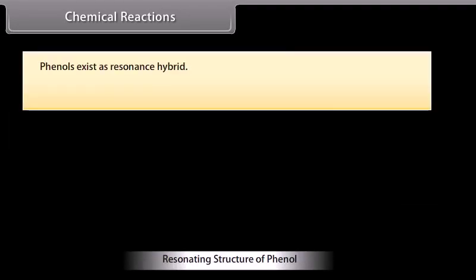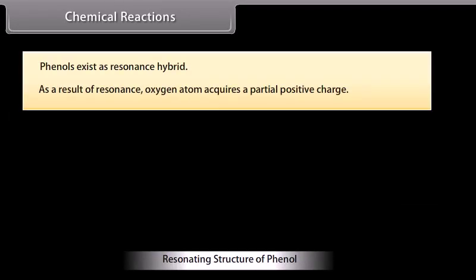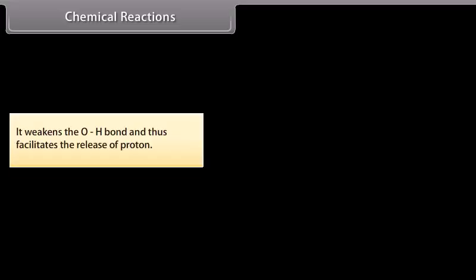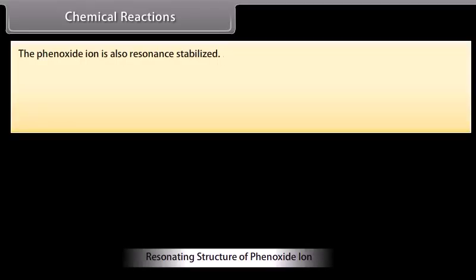Phenols exist as resonance hybrid. As a result of resonance, oxygen atom acquires a partial positive charge. It weakens the OH bond and thus facilitates the release of proton. The phenoxide ion is also resonance stabilized.